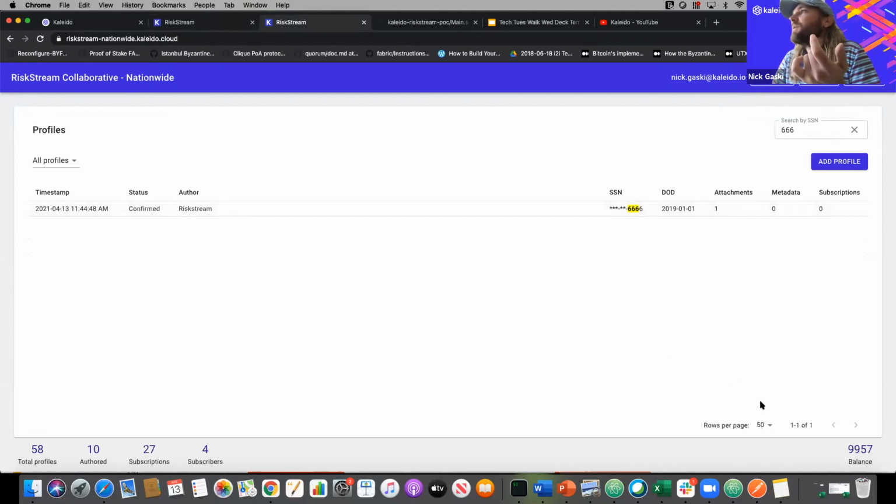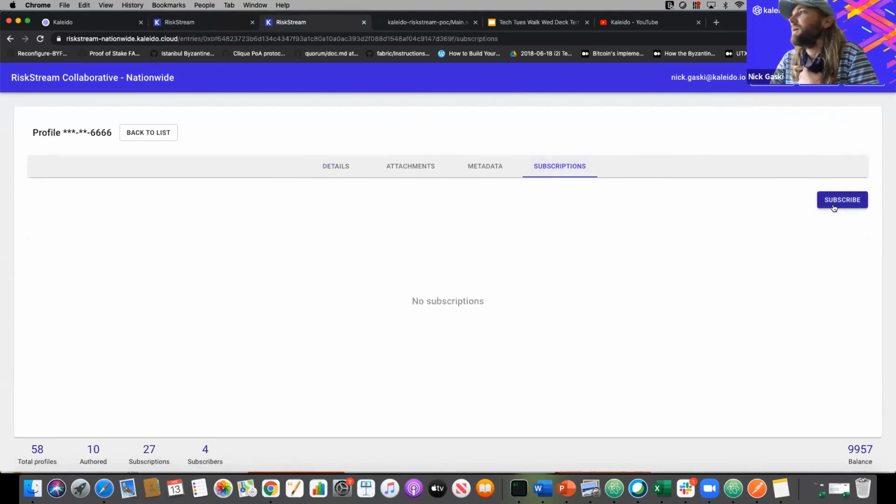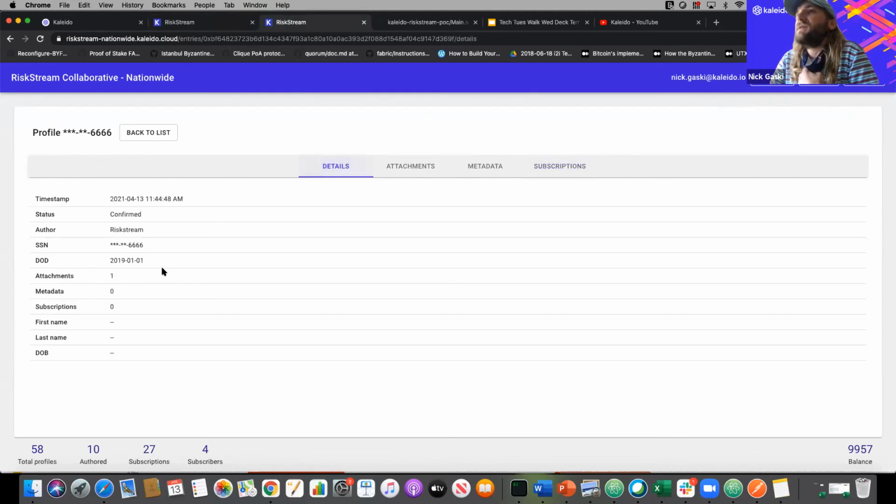It's going to cost 1 token. And then we can purchase that attachment, which is going to cost 10 tokens, which is the amount that I just ascribed to it. So we can go ahead and click on this, click on subscriptions, and subscribe. And what we'll notice is after we've subscribed, we're going to see all this private data.